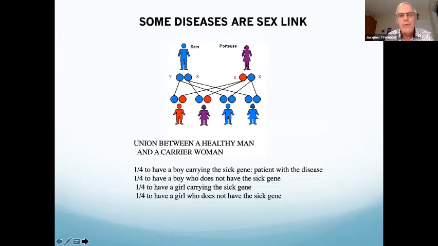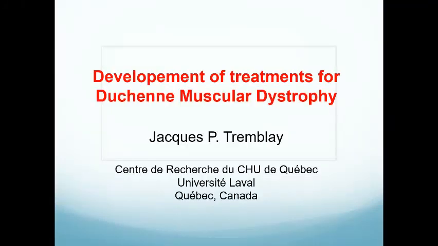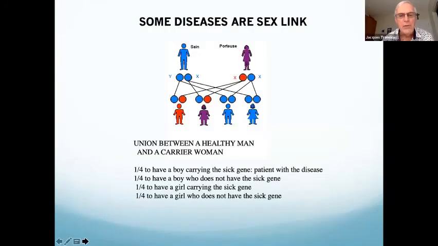And if they transfer to their son the mutated X chromosome, since boys have only one X chromosome, they will manifest the disease. The boy that received the normal X chromosome from the mother and the Y chromosome from the father will not manifest the disease, but the girls may receive from their mother a mutated X chromosome and from their father a normal X chromosome. These girls will be carriers of the disease, and they may eventually transmit the disease to their sons.